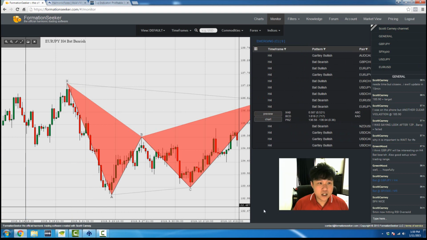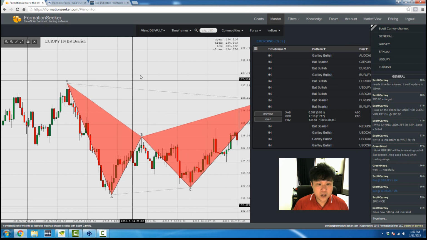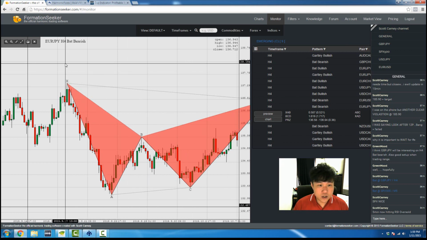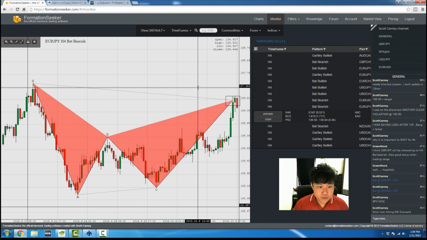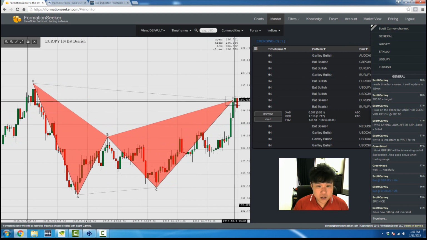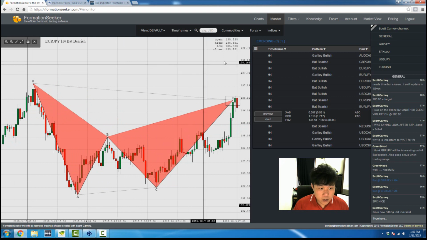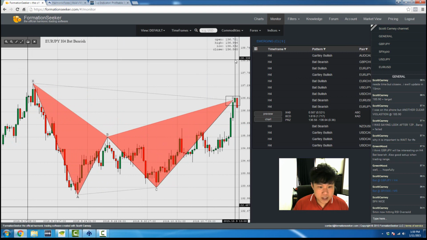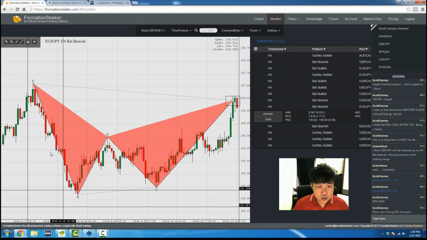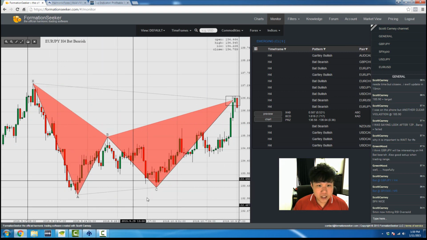Okay, this is the Euro Yen bad pattern. This pattern took about a month to complete. So look at the date below. This is September 17 all the way to October the 9th. So it took about a month to complete this bad pattern.